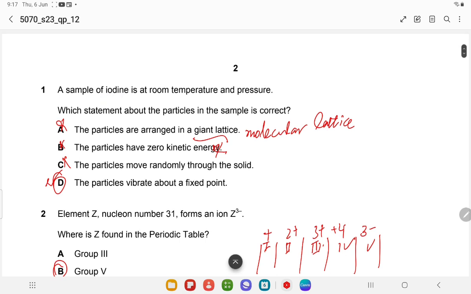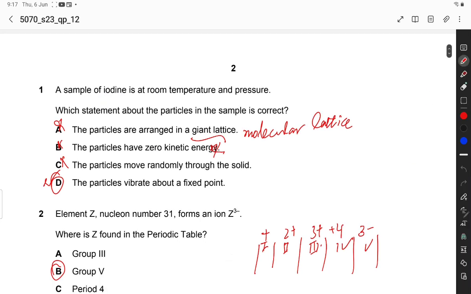This iodine exists in solid state at room temperature and pressure. The particles are arranged in giant lattice. It is molecular lattice, so this option is incorrect. The particles have zero kinetic energy. The particles, whether it is solid, liquid or gas, do not have zero kinetic energy, so it is also incorrect.